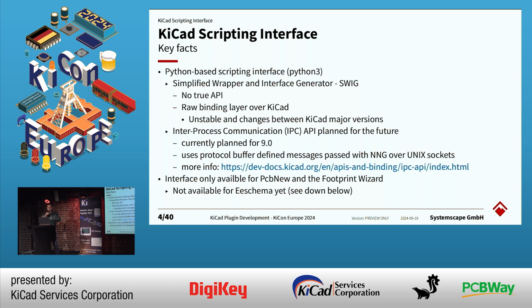There's an inter-process communication API planned for the future. And the future right now, I think, is 9.0. It uses protocol buffer-defined messages, and it's passed with NNG, I think nanomsg next generation, over Unix sockets. So there's more info under the link. And this Python-based scripting interface right now is only available for PCBnew and the Footprint Wizard. So it's not available yet for EESchema.